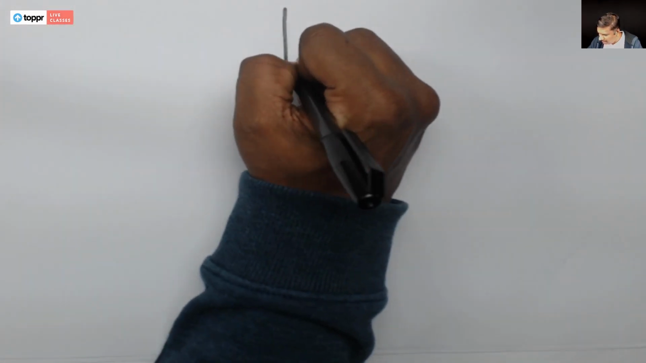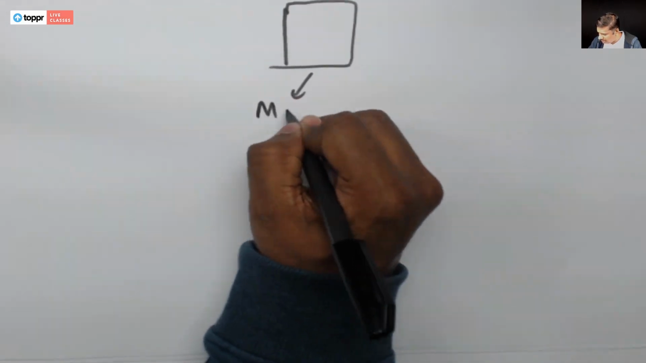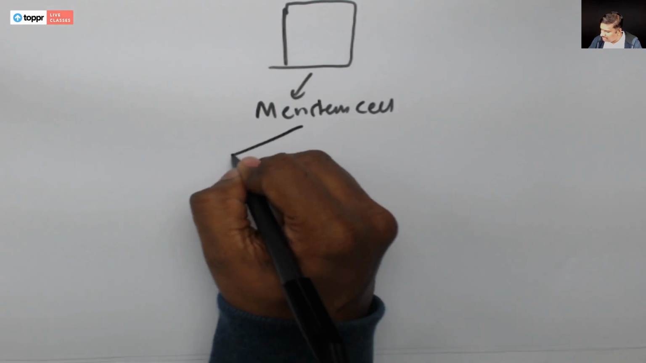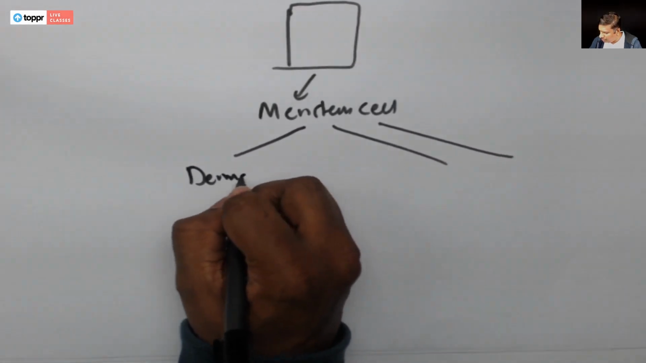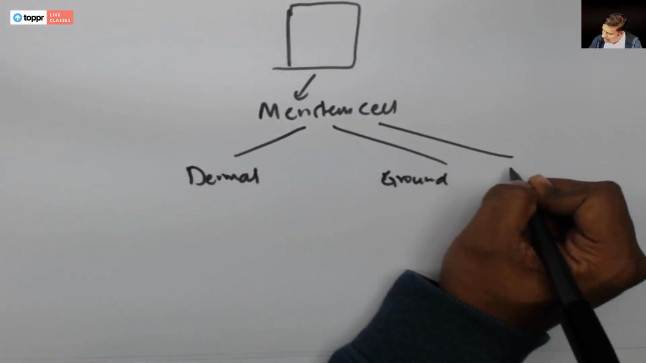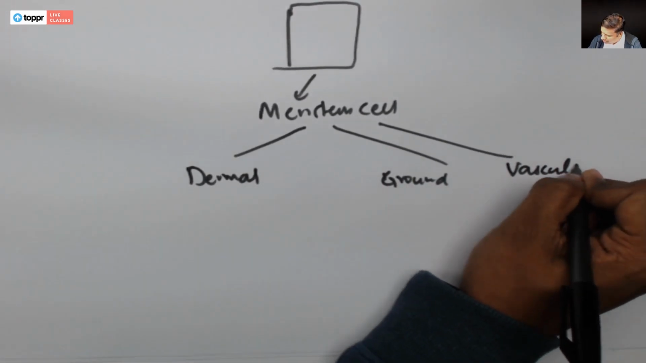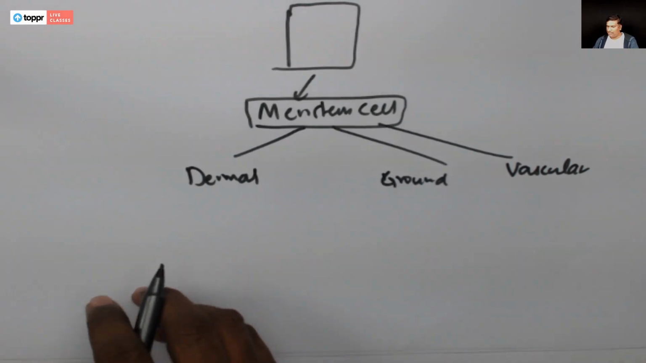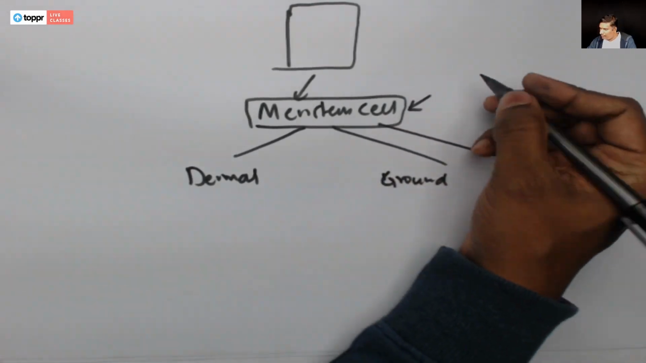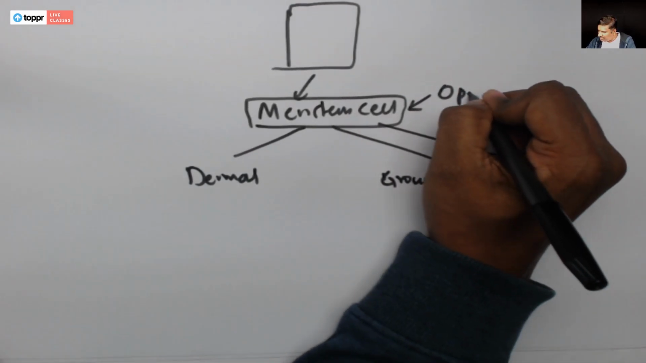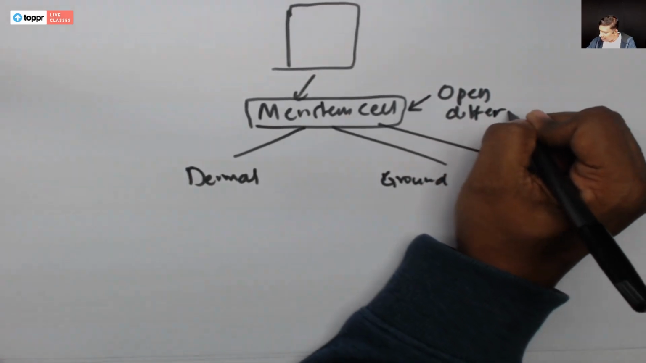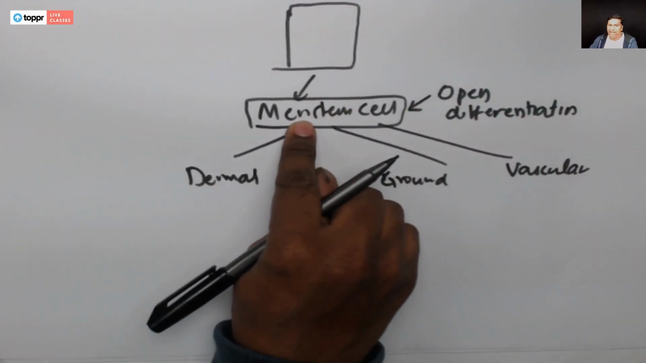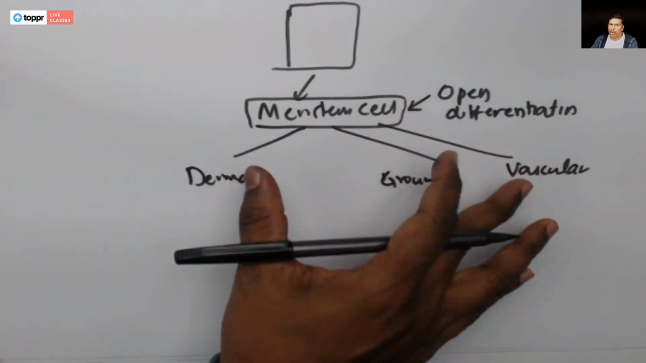Now the other aspect that we have to understand here is that in a plant, everything is actually starting from meristem cells. And this meristem cell can take any of the parts. It can become the dermal tissue, the ground tissue, or the vascular tissue. So the fate of the meristem cell is not fixed. This is called open differentiation. The meristem cell is open for any kind of differentiation.